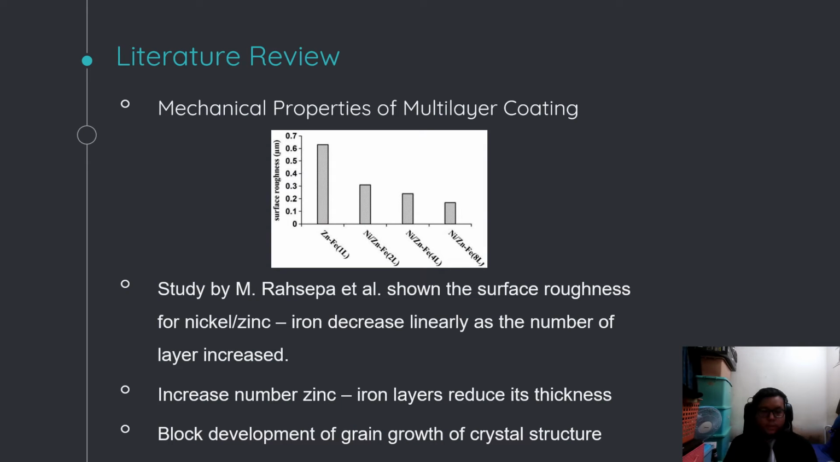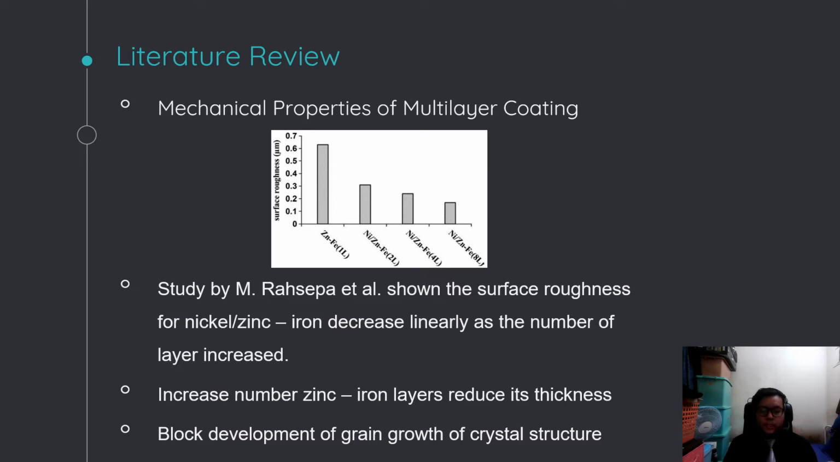Next is the mechanical property of multilayer coating. A study has been conducted on a single layer zinc iron as well as multi-layer nickel zinc iron. So the study showed that the surface roughness for nickel zinc iron decreased linearly as the number of layers increased, as shown in the chart. So the increased number of zinc iron layers reduce its thickness layer.